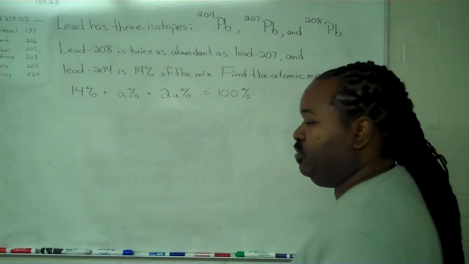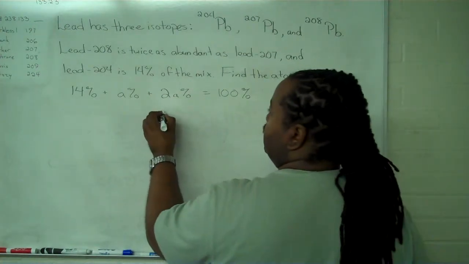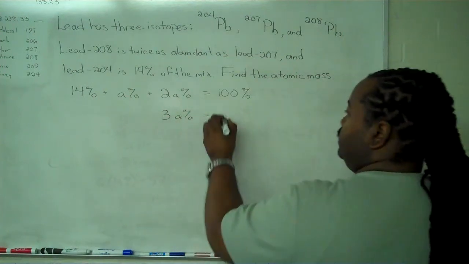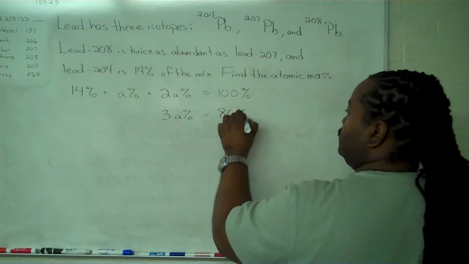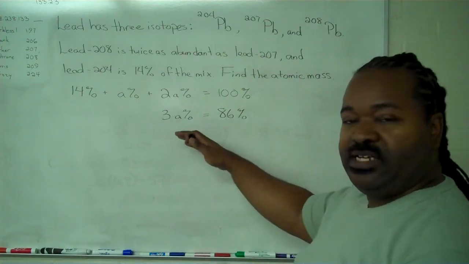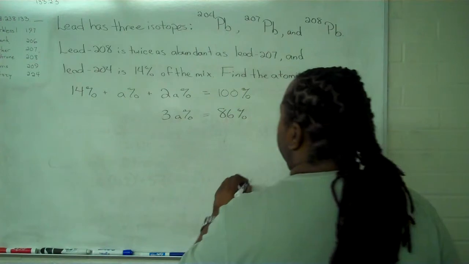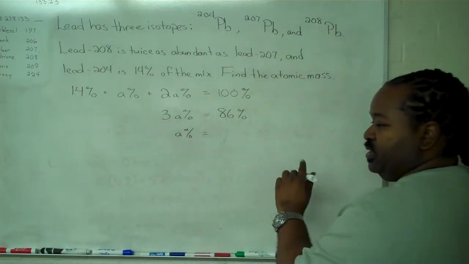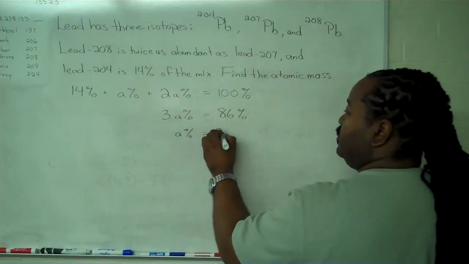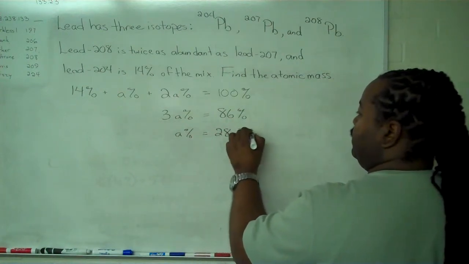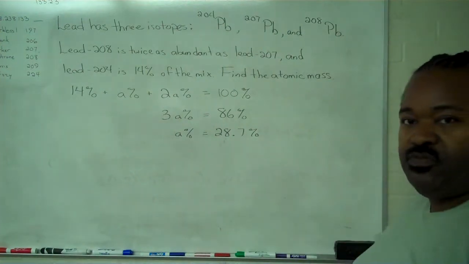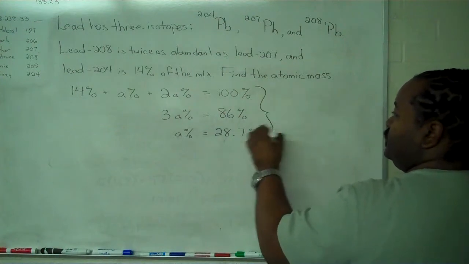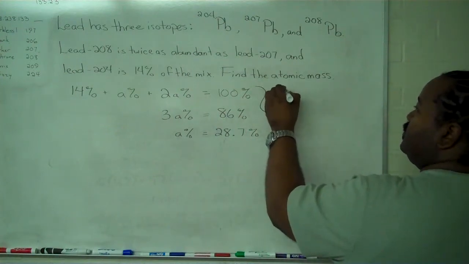We'll subtract 14 from both sides and combine these two. So we have 3 times that percentage being equal to 86%. Once we know that, it's straightforward to divide by 3 on both sides. And so we find that that mystery percent is 28.7, rounding off from the 28.6666666. So, this gives us our abundances.